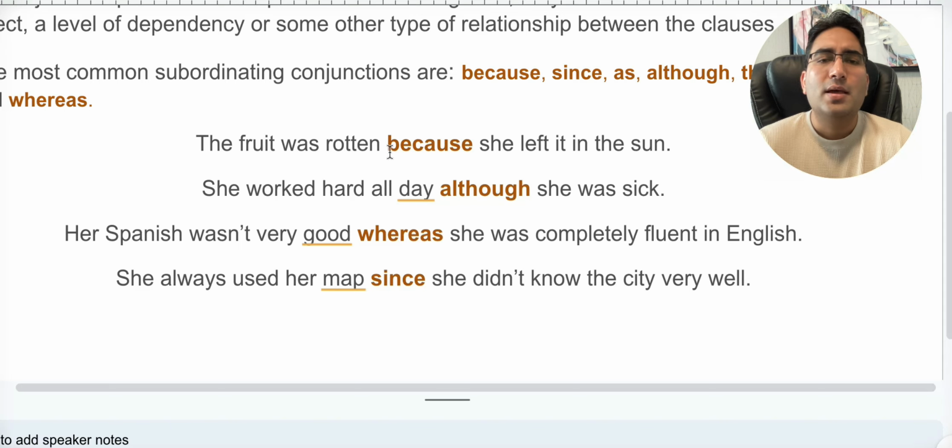For example, the fruit was rotten because she left it in the sun. So the because here gives us the reason. The fruit was rotten because this is the reason. She left it in the sun.